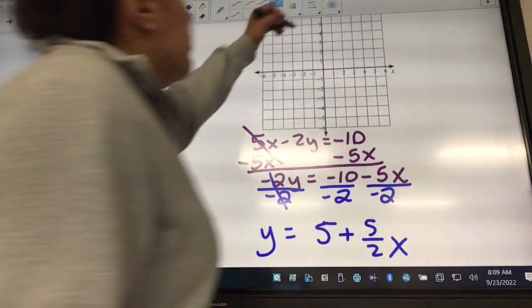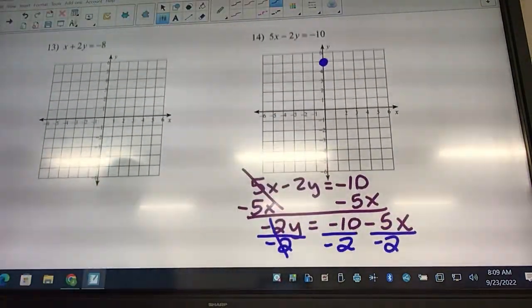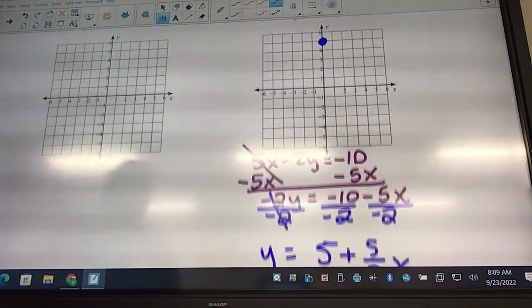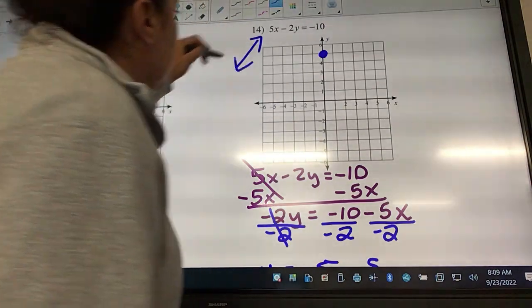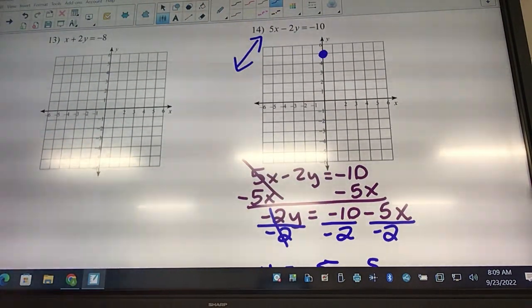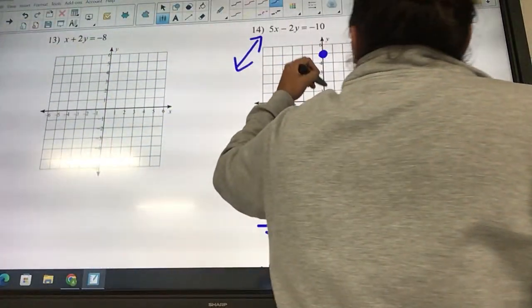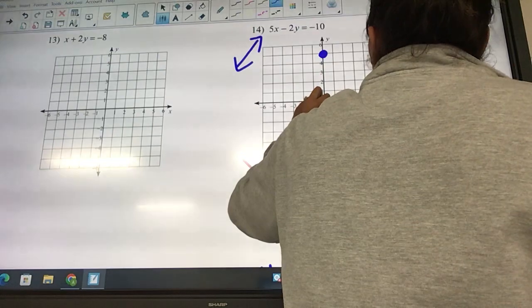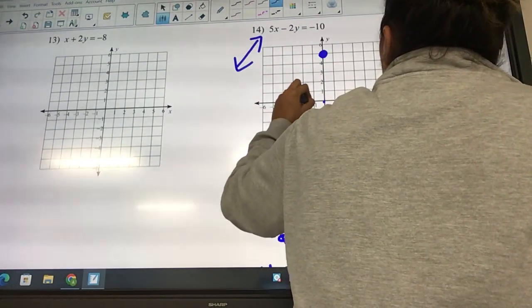Okay, so go to the y line, find the 5. Okay, and then our slope is positive, so it should be going this way. And it's 5 over 2. Can I go up 5? No, so we need to go down 5, 2, 3, 4, and over 2, which way? To the left.